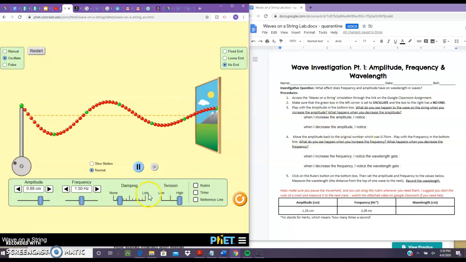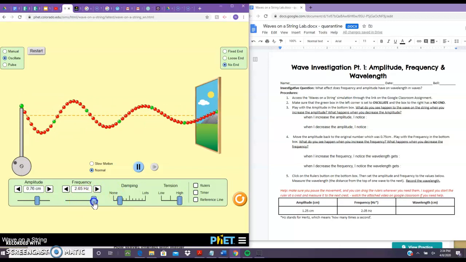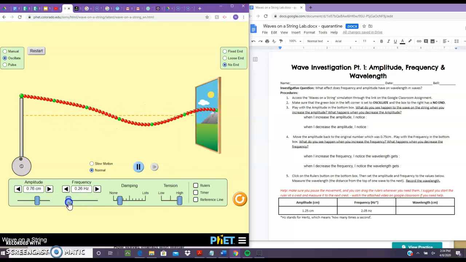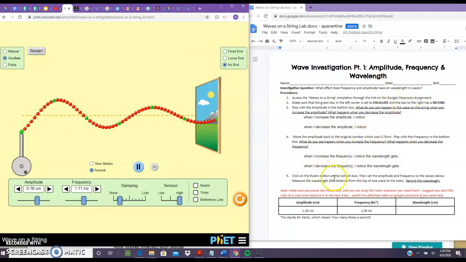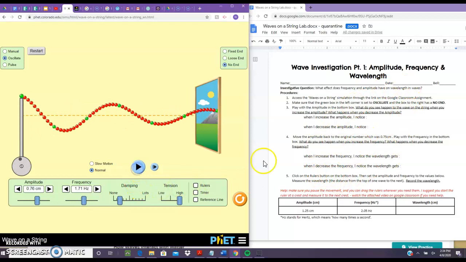Next, you're going to move it back to the original. Try to get as close as you can. And then you're going to play with the frequency. Same thing, but this time, I want you to realize what happens to the wavelength. So if I increase my frequency, what do you notice about the wavelength? If I decrease my frequency, what do you notice about the wavelength? All right, so that's just our beginning observations.